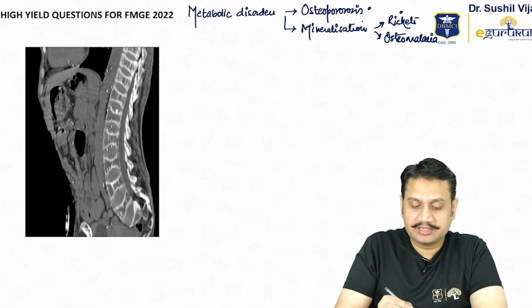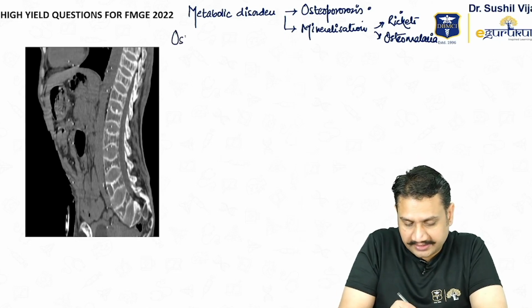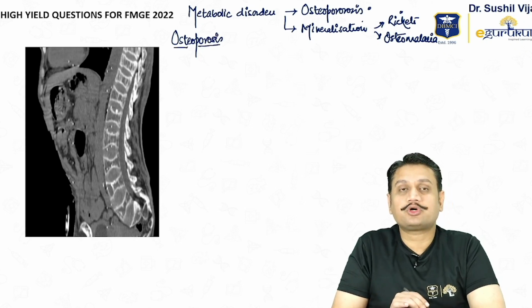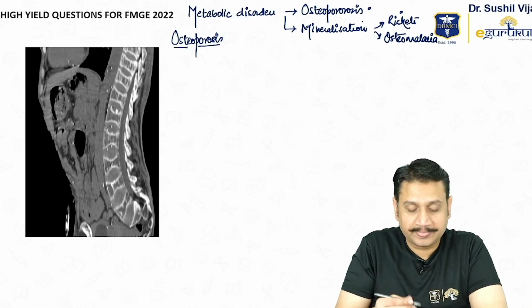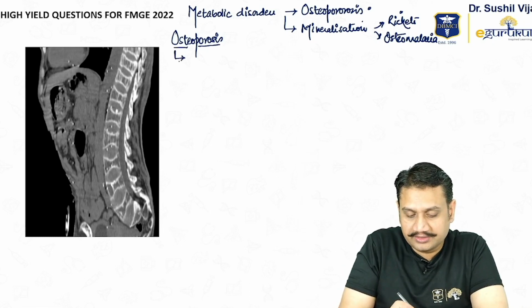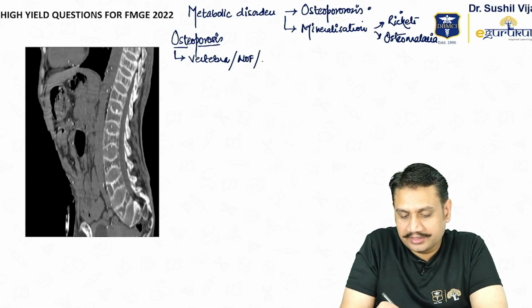So let's first talk about the osteoporotic part. Osteoporosis, guys, you all must remember all the important points about osteoporosis. For example, what is the most common site involved in osteoporosis? Why and how does the patient come to you clinically? So patients in osteoporosis have the most common involvement at either the vertebra or the neck of femur, or in the upper limb, it is the distal radius.